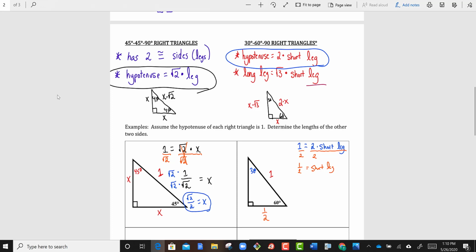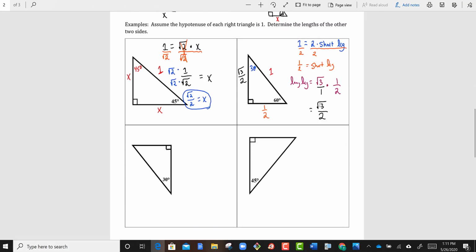And then to get the long leg, we can use this second formula. The long leg is just equal to the square root of 3 times the short leg, which we now know as 1/2. If you want, you can put the radical 3 over 1, and then just multiply the tops of those fractions and multiply the bottoms. Radical 3 over 2 is okay, since the radical is at the top and not at the bottom. Pause the video and see if you can do the next two problems on your own.